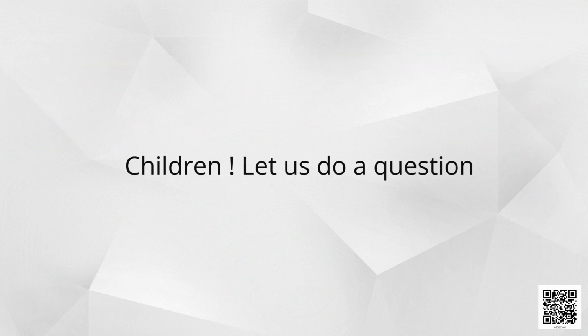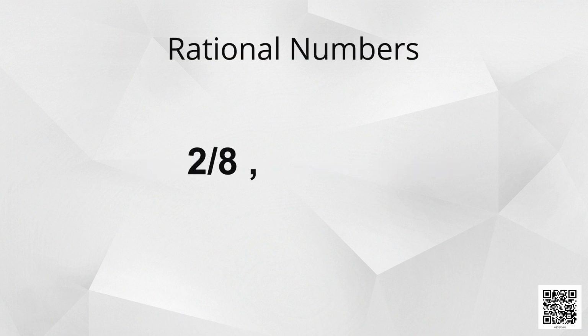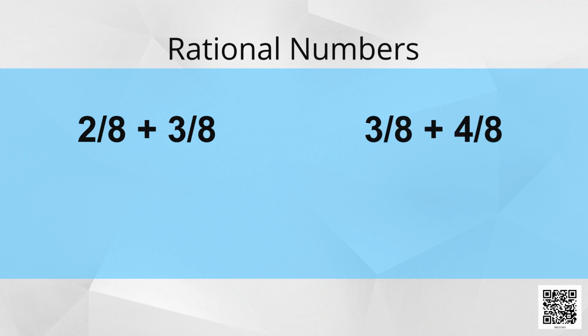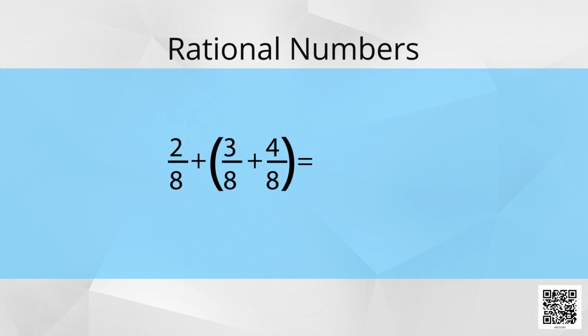Children, let us do a question. We have 3 rational numbers 2 upon 8, 3 upon 8 and 4 upon 8. Let us add them. I am not able to decide whether I should add 2 upon 8 and 3 upon 8 first, or 3 upon 8 and 4 upon 8 first. Let us try both ways. 2 upon 8 plus (3 upon 8 plus 4 upon 8) is equal to 2 upon 8 plus 7 upon 8, which is equal to 9 upon 8.